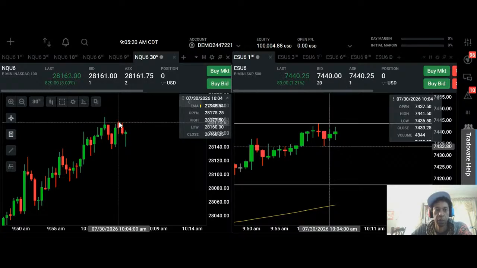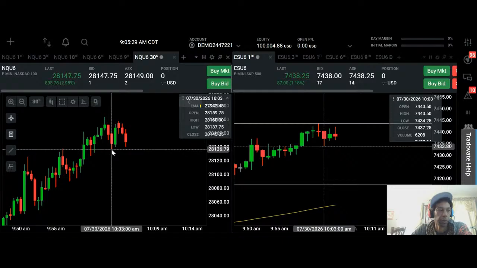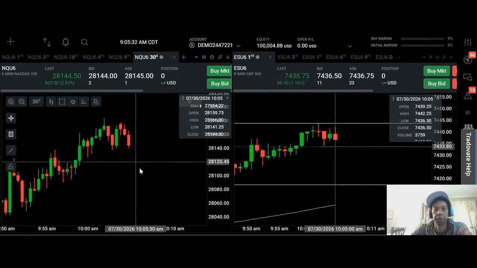Gapped up, wicked up. Close below this 1003 candle would signify sale for me.